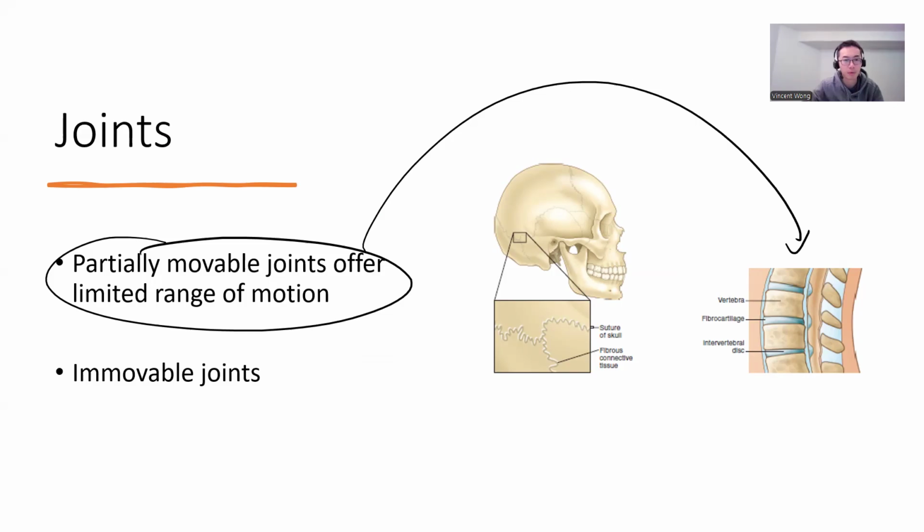it offers a reasonable range of motion. And immovable joints would be like the sutures in the skull. They are just set in place with no motion allowed at all. And it's a good thing. We don't want the bones of the skull to be shifting around. It's not very protective if they are like that.